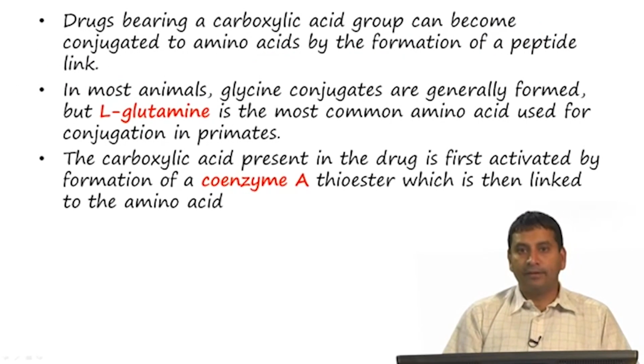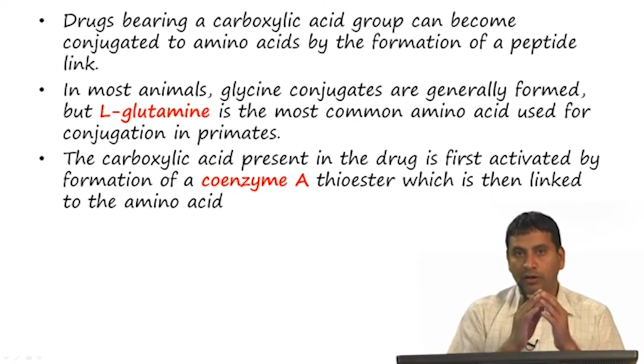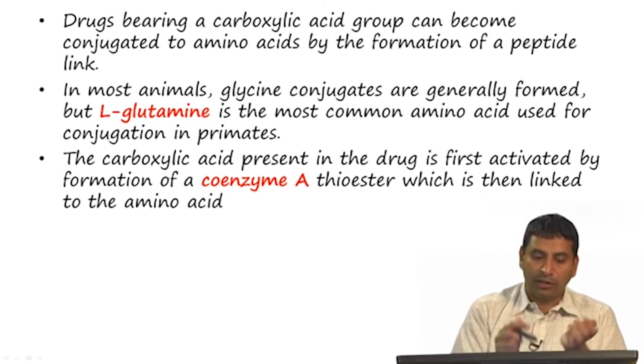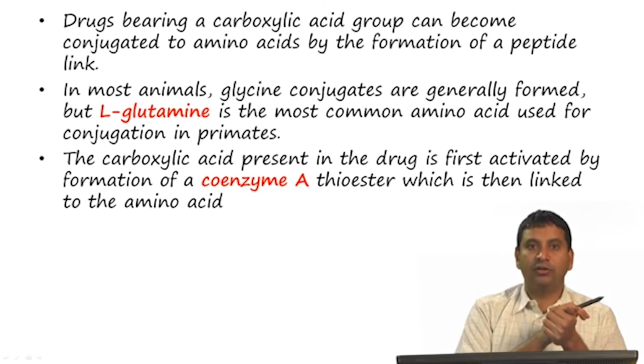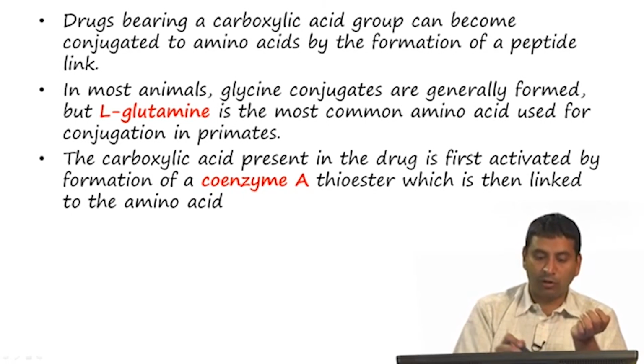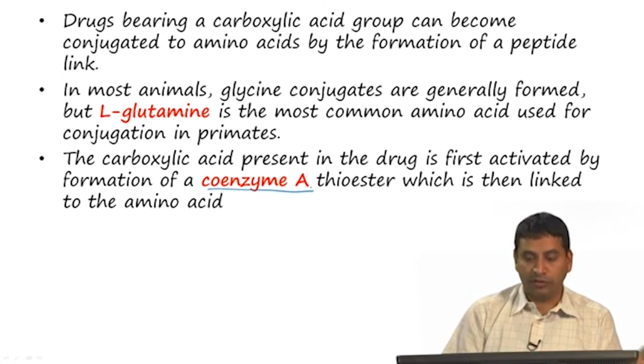Okay. Now, drugs bearing a carboxylic acid group can become conjugated to amino acids by forming a peptide link. Okay. In most animals, glycine conjugates are generally formed, but glutamine is the most common amino acid used for conjugation in primates. The carboxylic acid present in the drug is first activated to form a coenzyme A thioester, which is then linked to the amino acid.